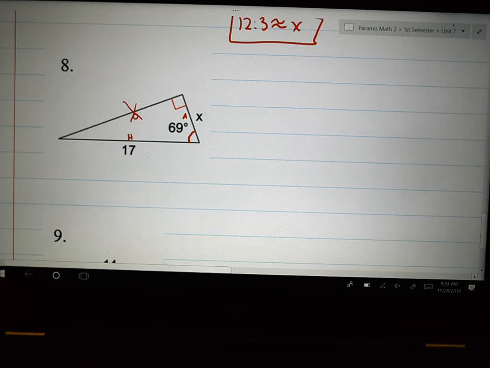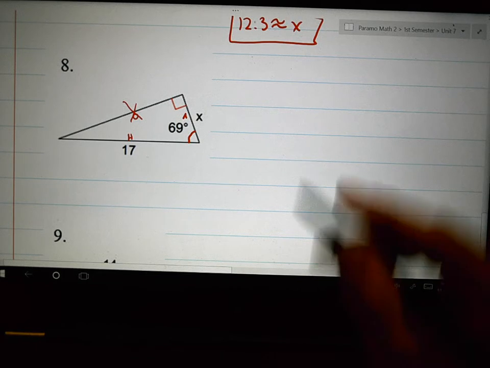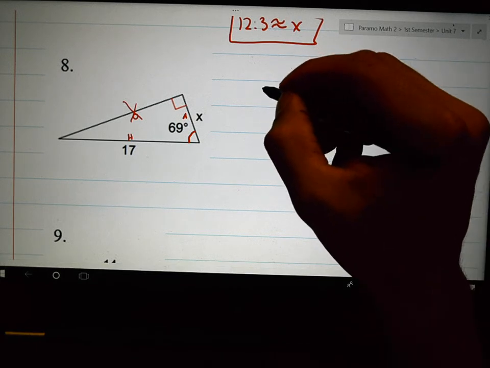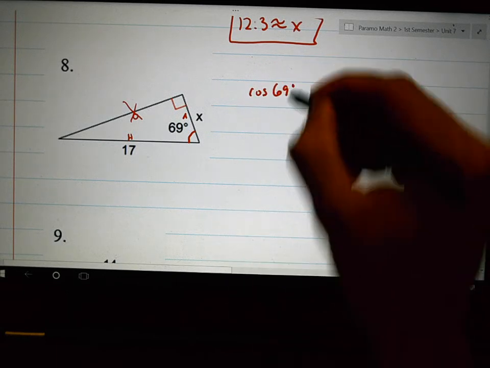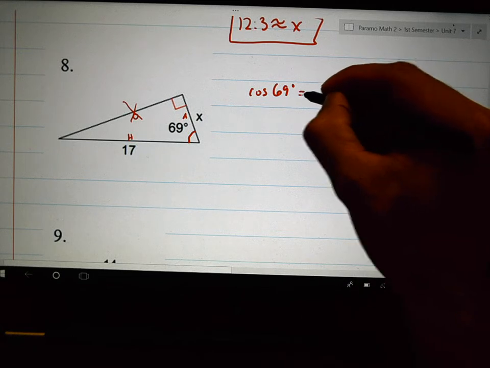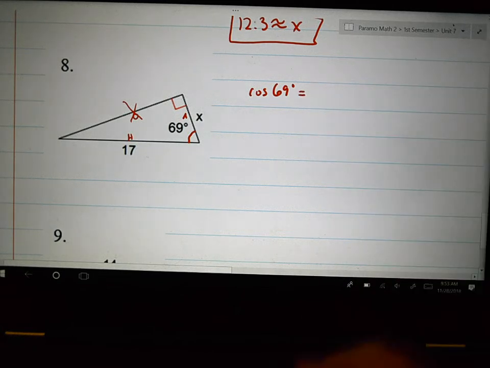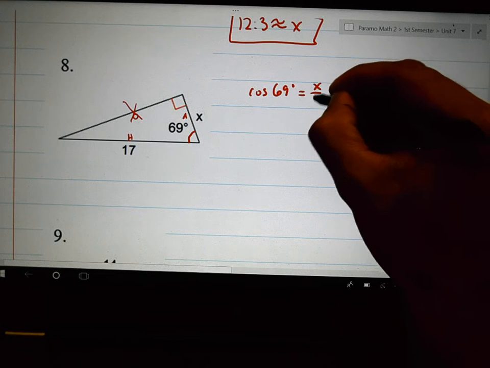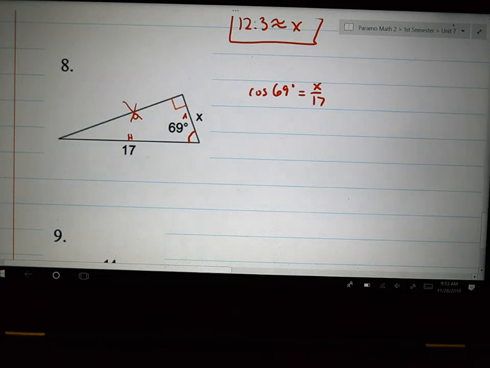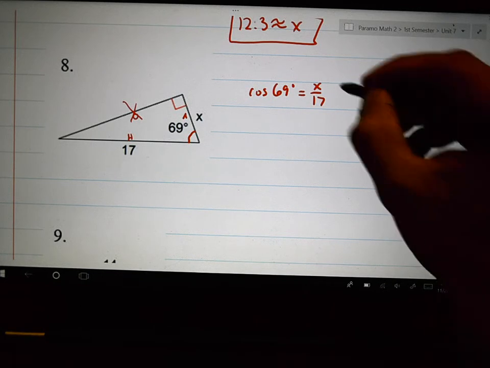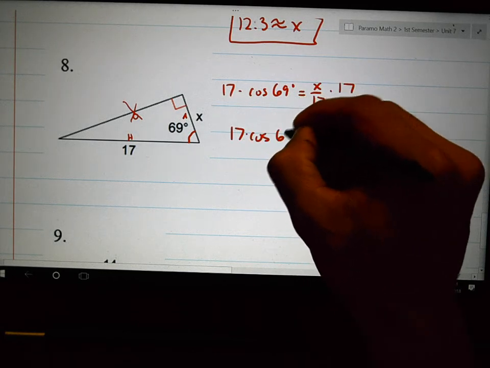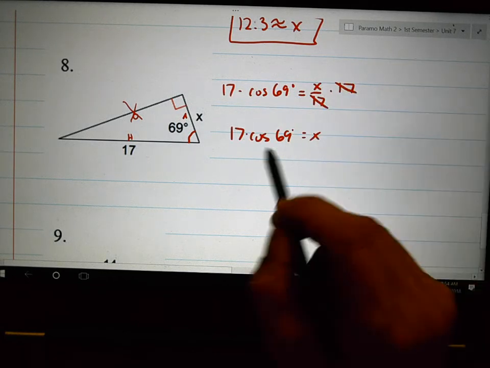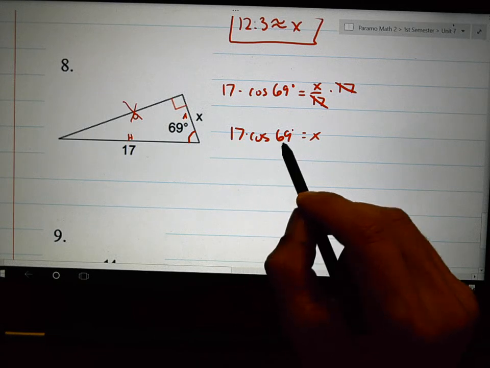Which trig function do you use? If you said CAH or cosine, you are correct. Don't forget it's cosine of an angle equals A over H. What is your A and what is your H? X over 17. There's your equation. You want to find x? So we're going to multiply both sides by 17. What we'll punch into our calculator is 17 times the cosine of 69 degrees.